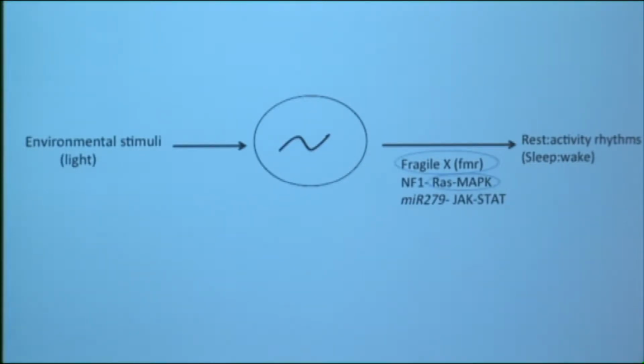So Fragile X, or FMR, we and Tom Jongens showed is required for circadian rhythms in flies. It turns out to also be the case in mammals. The RAS-MAP kinase pathway works together with the neurofibromatosis 1 gene, and the RAS-MAP kinase pathway is also relevant for the mammalian clock. All right, the reason I'm stressing the conservation here is because this is one of the things that spurred us into trying to use the fly to address the homeostatic regulation of sleep.